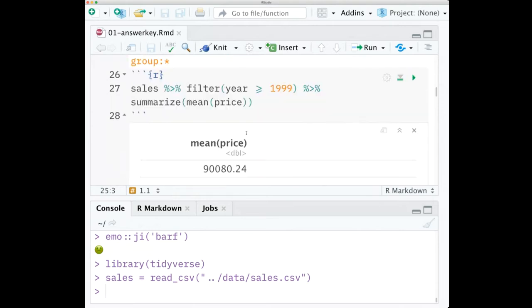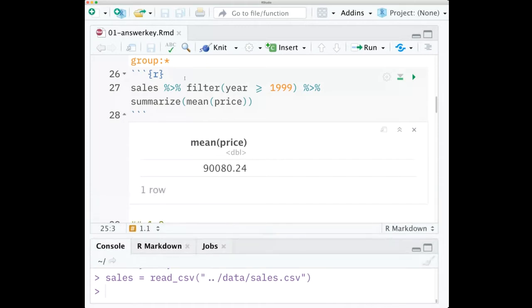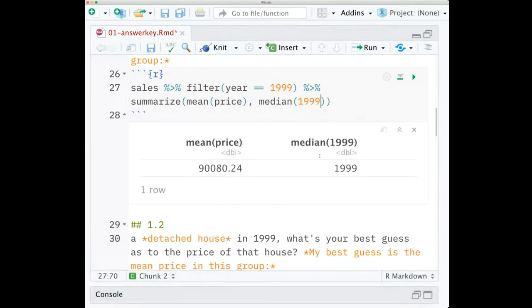But all you're supposed to do here is construct the filter for year equal to 1999, and then summarize it by getting the mean price. That is a pretty good guess for the price of a house in 1999 if you know nothing else about the price. You could have been fancy and given me the median. That's okay too. Not obviously the median 1999, the median price. That's fine. Just give me a guess. I'm using the mean because your models are going to be using the mean, but you can use the median. That's okay. Cool. So that's just straight from the last assignment.